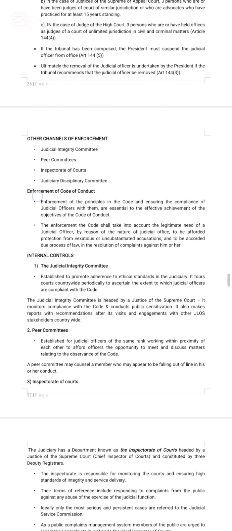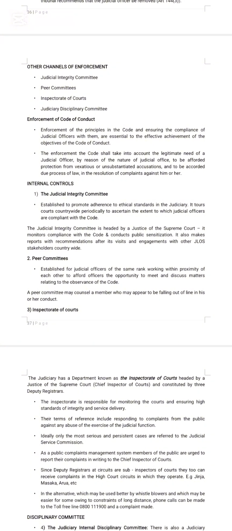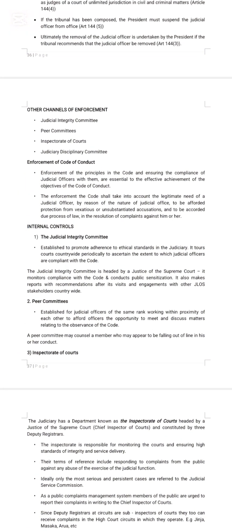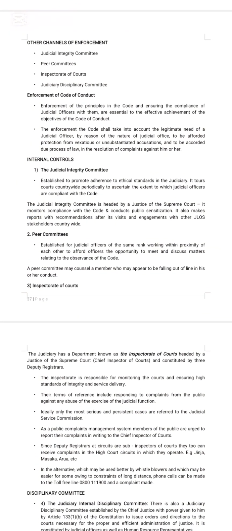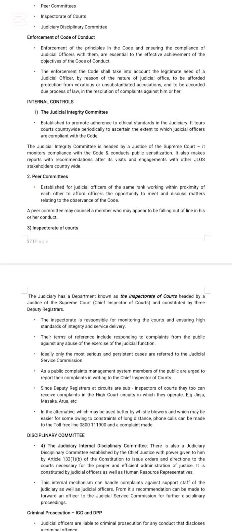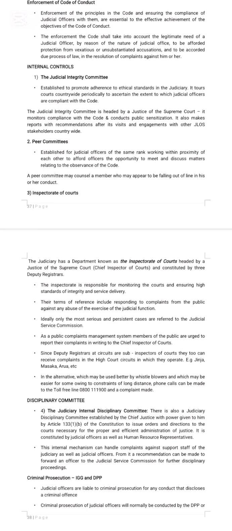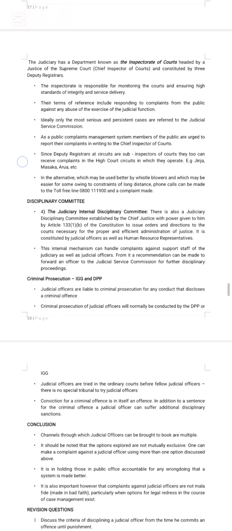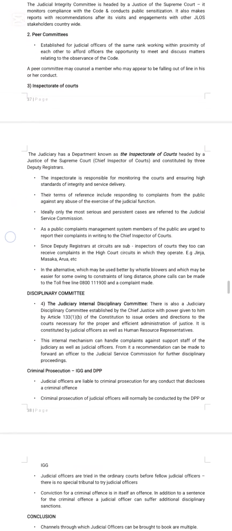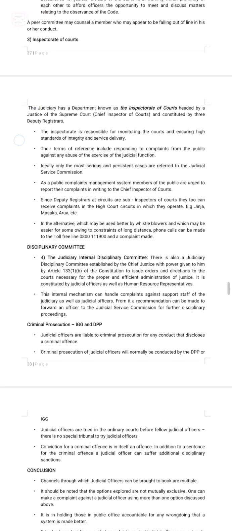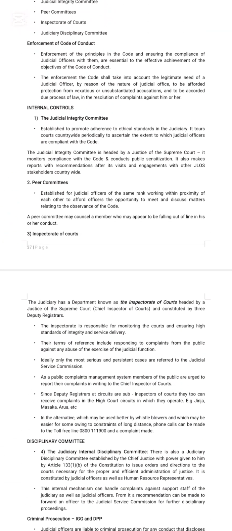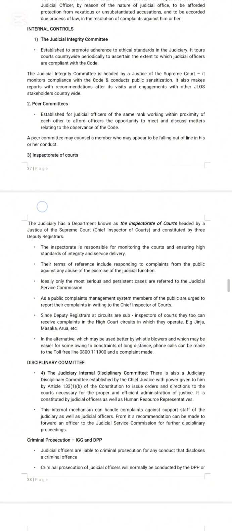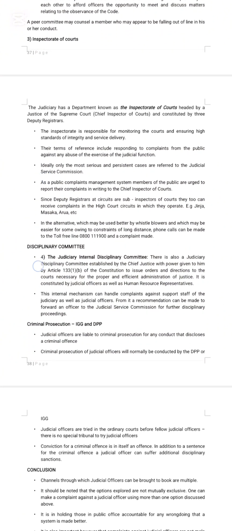So all the matters of the judicial officers are always handled by the Judicial Service Commission. Then enforcement of the Code of Conduct. We have the internal controls: Judicial Integrity Committee, peer committees, inspectorate of courts. Basically, all these are internal controls. We have looked at the Judiciary Integrity Committee, the peer committees, and the inspectorates of courts.